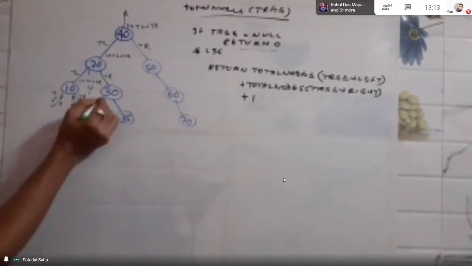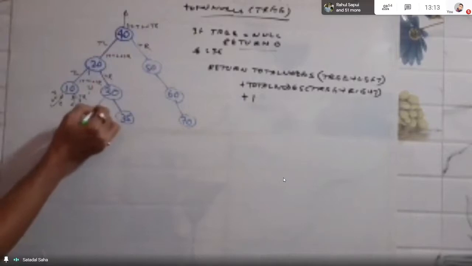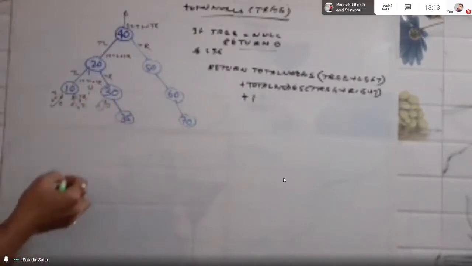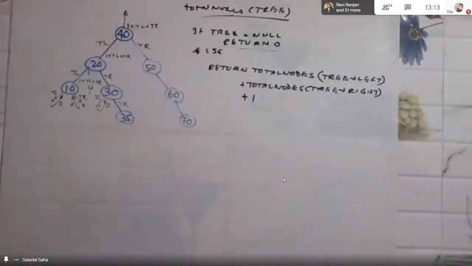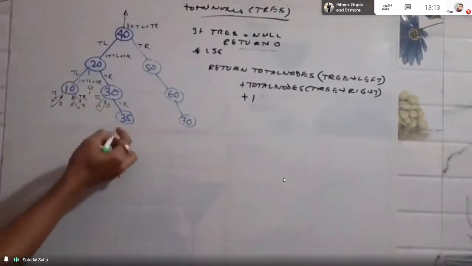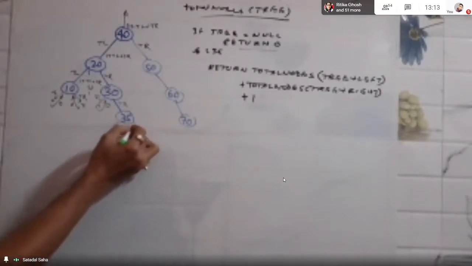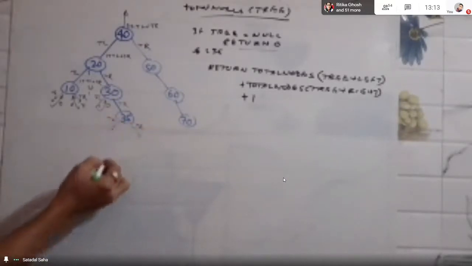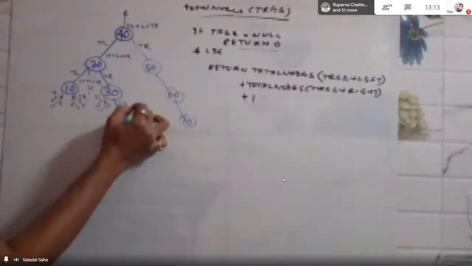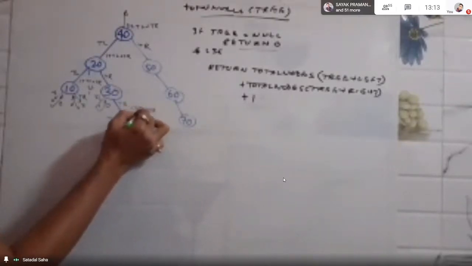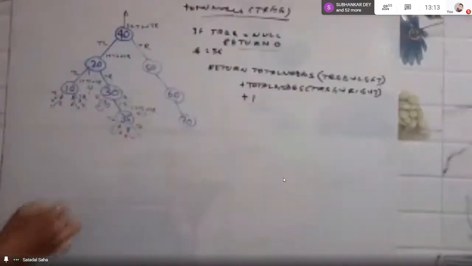Sitting at 30, it will call its left child, the same function total nodes, with the left child which is null, so this will return 0. And it will call the right TR. Okay. Now sitting at 35, as it is not null, it will call its left with null, it will call its right which is also null, and they will be returning back 0. And what will 35 return? 35 will return 1 plus TL plus TR. So it will be 1 plus 0 plus 0, it will be 1. So 35 will return 1 over here.